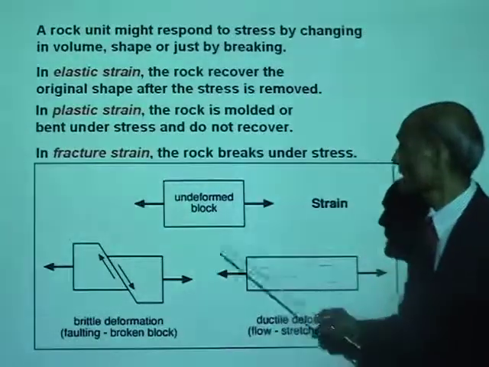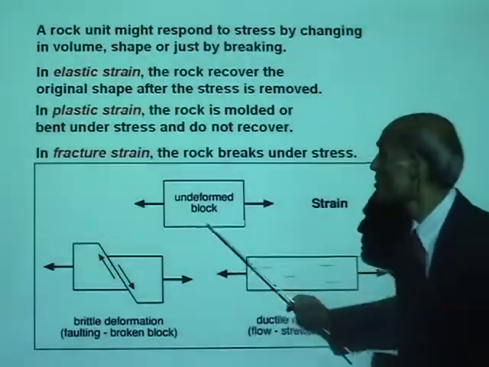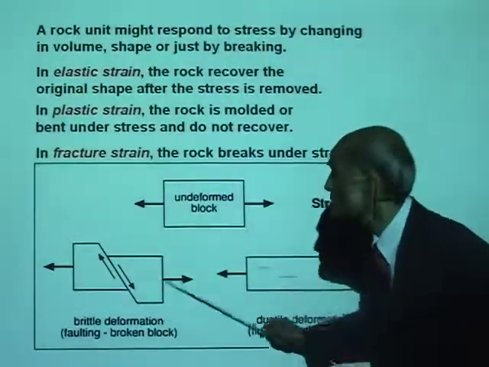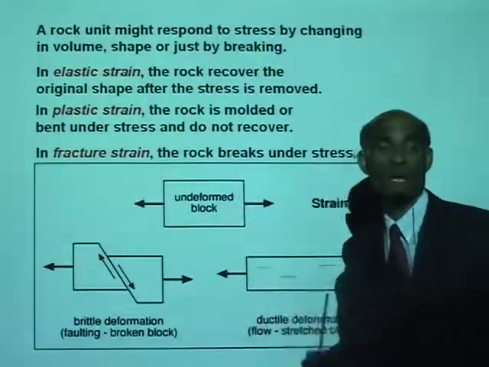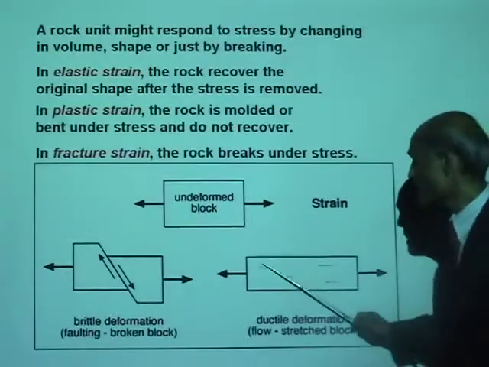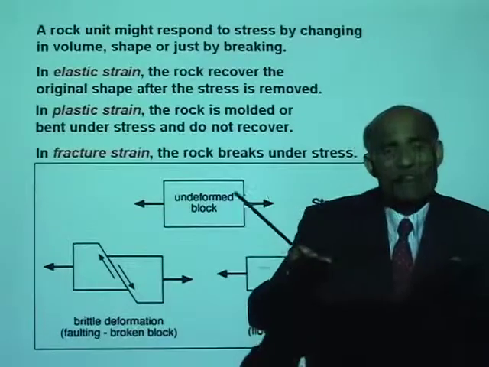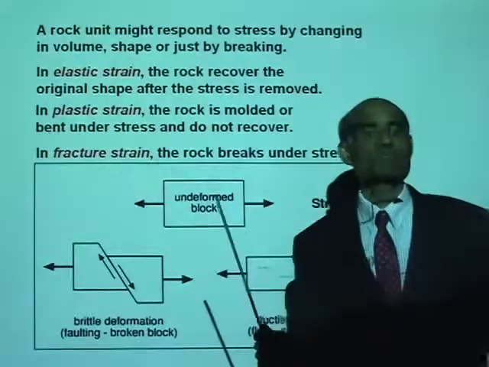So you can see here, this is the undeformed block. Here you have a brittle deformation. The rock breaks into pieces. And here you have a ductile deformation. The rock simply got flattened out due to the stress.